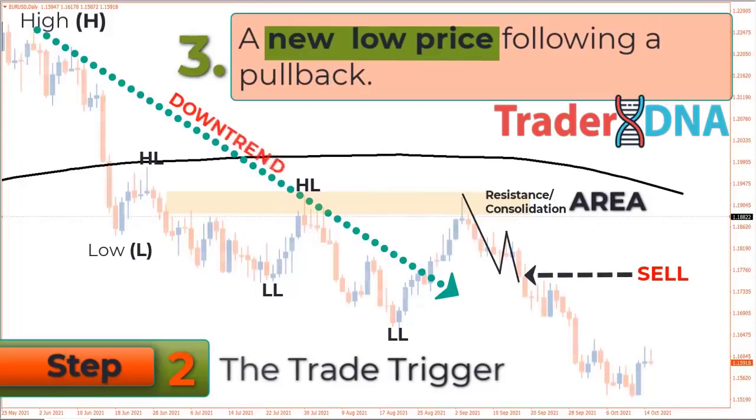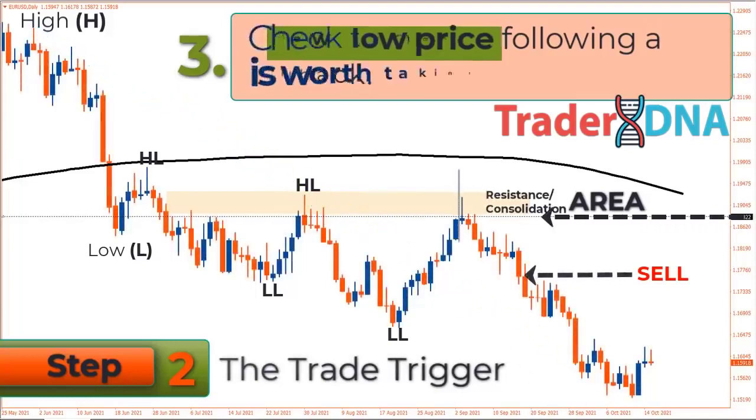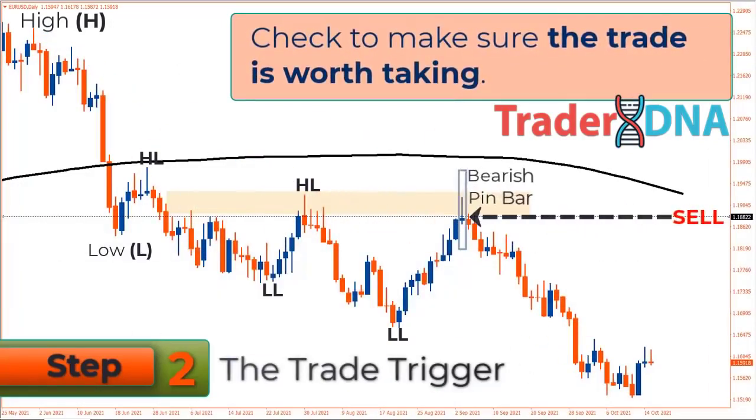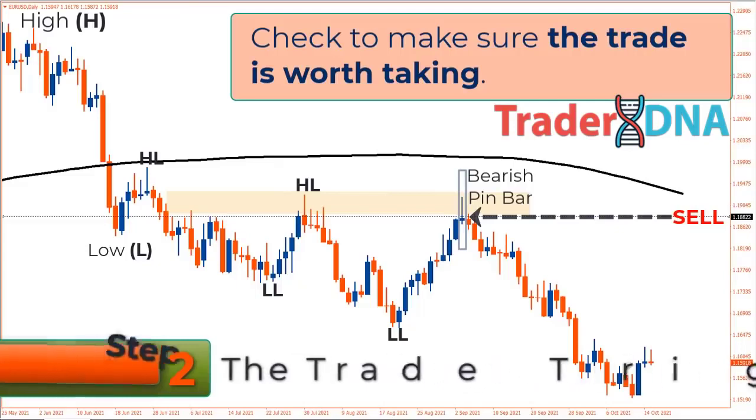So, before a trade is taken though, check to make sure the trade is worth taking. With a trade trigger, you always know where your entry point is in advance. That provides time to check the trade for validity, with steps 3 through 5, before the trade is actually taken.